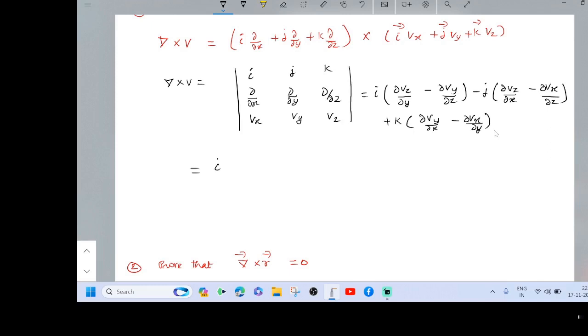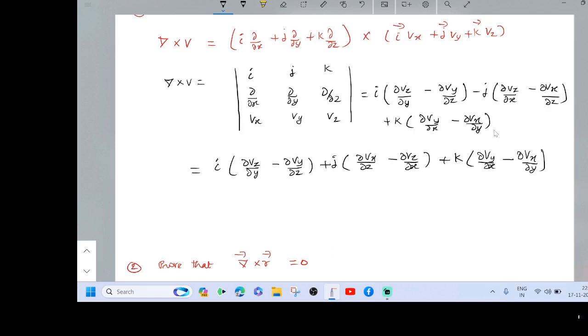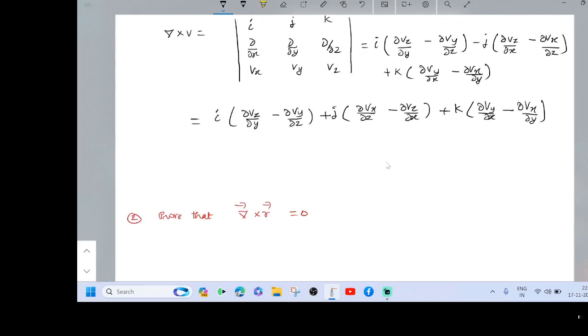Then this is modified as i into ∂vz/∂y minus ∂vy/∂z plus j into ∂vx/∂z minus ∂vz/∂x plus k into ∂vy/∂x minus ∂vx/∂y. This is curl v. So curl of a vector is also a vector.